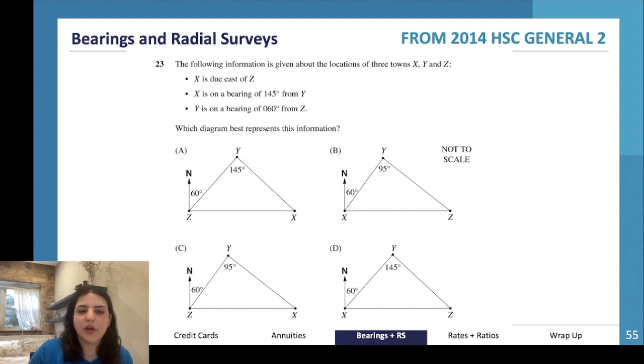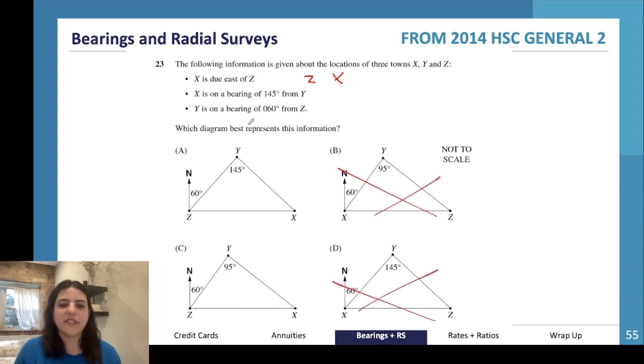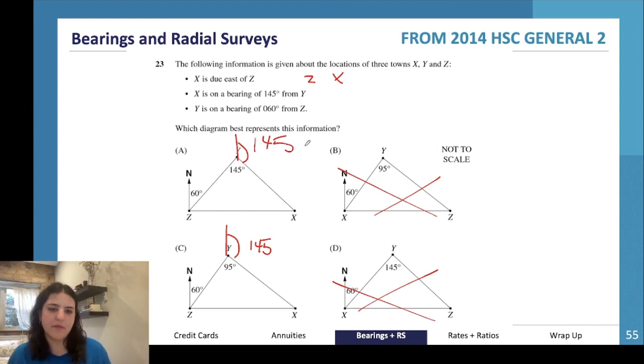So let's start by ticking off each of our pieces of information. X is due east of Z means that it must go ZX. So we know that this and this are not correct. X is on a bearing of 145 degrees from Y means that this angle must be 145 degrees. So let's see. Either of those could be 145. Now we could work it out from there, but let's actually go to our last piece of information just to confirm.